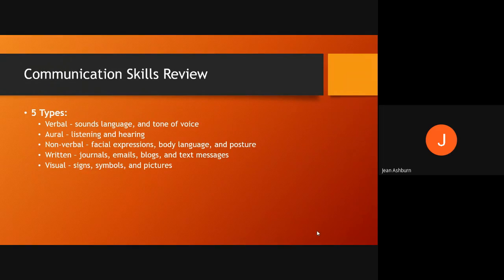Last class, we discussed the 5 types of communication. Verbal communication, which is sounds, language, and tone of voice. Oral, which is listening and hearing. Nonverbal communication, using facial expressions, body language, and posture. Written communication: journals, emails, blogs, and text messages. And finally, visual communication, using signs, symbols, and pictures.